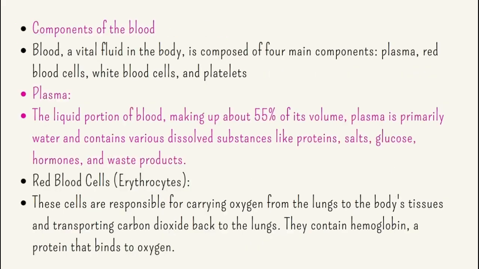So let's talk about the components of blood. It's very important that if you do the circulatory system, you need to know the components of blood, right? Basically, what we have going on is the plasma. The plasma is the liquid part of the blood. It makes up about 55% of its volume. It is mainly water and contains various dissolved substances like protein, salts, glucose, hormones, and waste products.